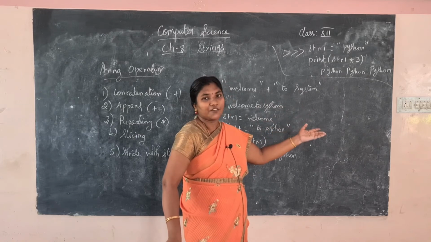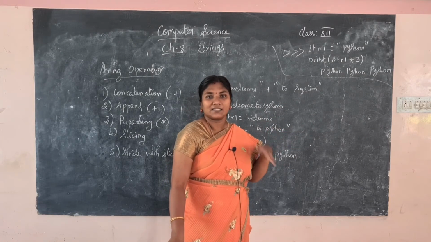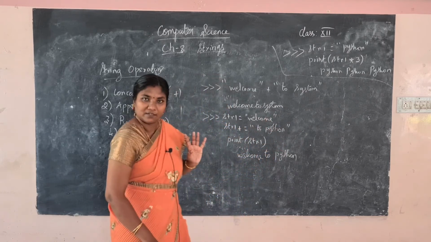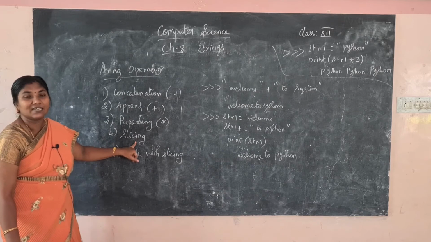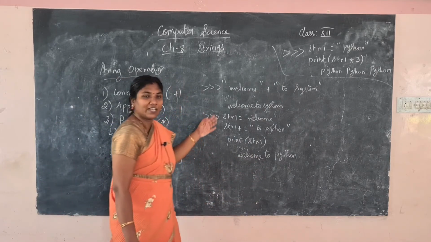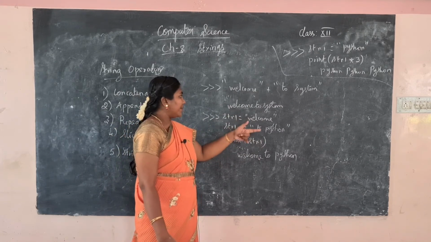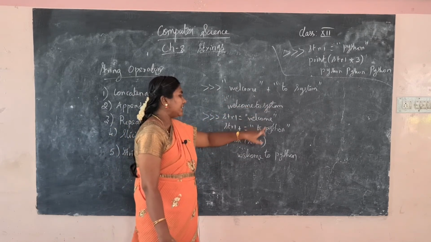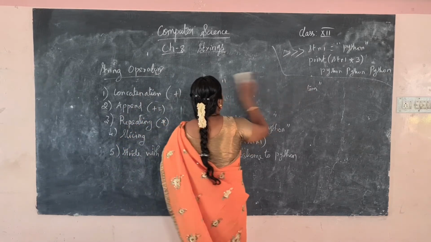Suppose I have given star 4 times. However many times you give, that particular string will be repeated that many times. And the next one, the fourth one we are going to see, is slicing. I think you are very clear about these 3, so these 3 are very easy for you: repeating, concatenation and append. Next we are going to see slicing.